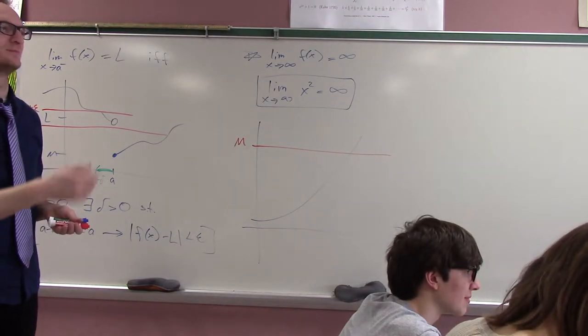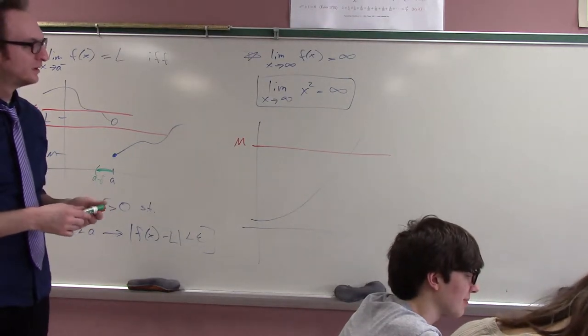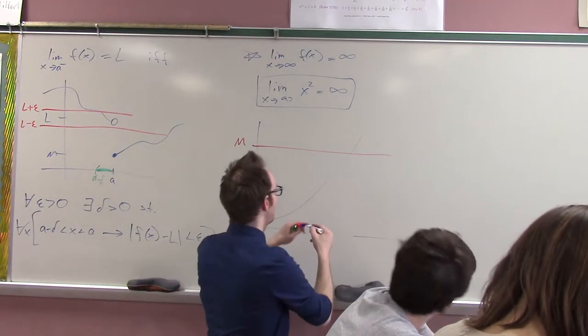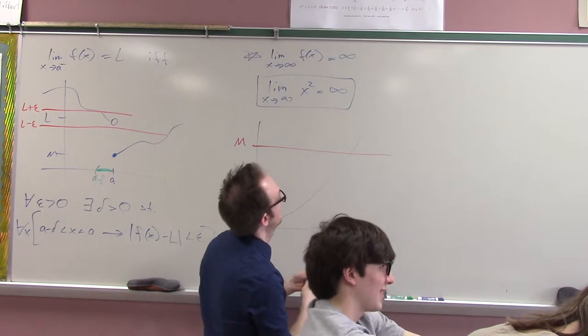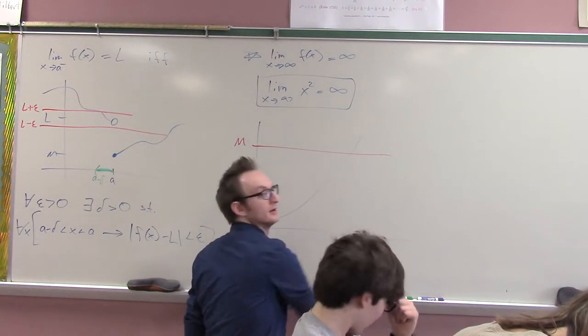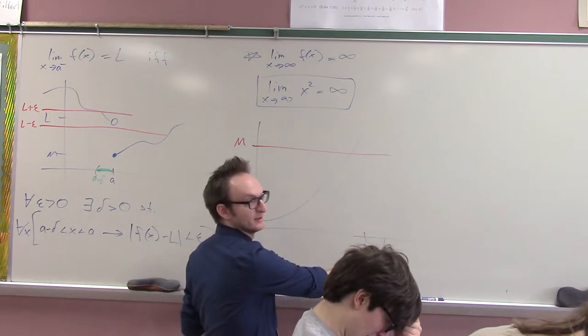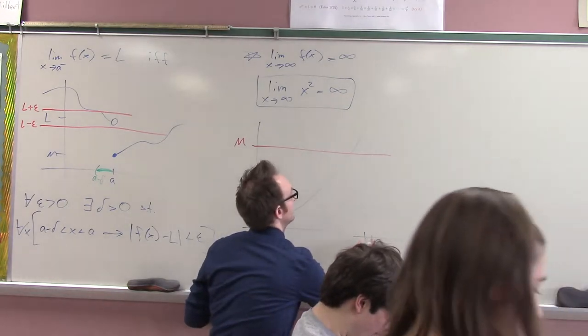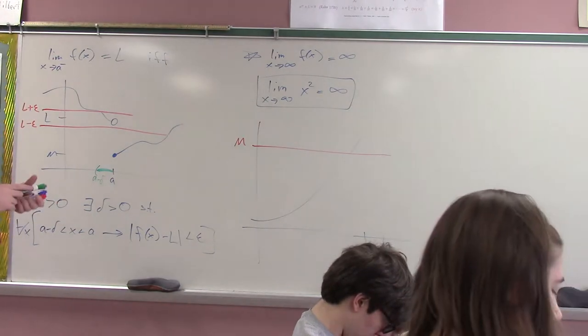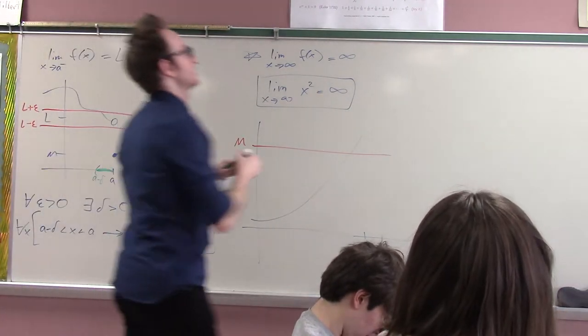What must we do, Yael? Find an x such that x squared is greater than m. Yeah, find some place. I think you had it right before I cut you off. You must go out far enough such that any x after n is going to be f of that will be greater than. Exactly. So this is true.